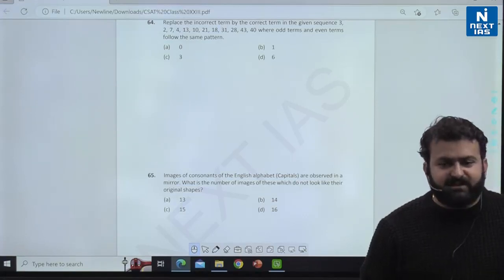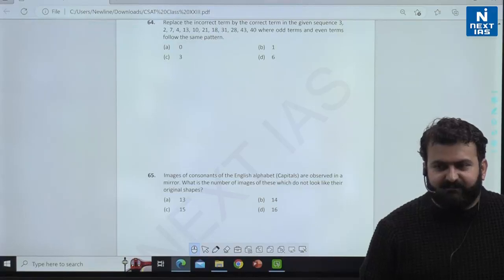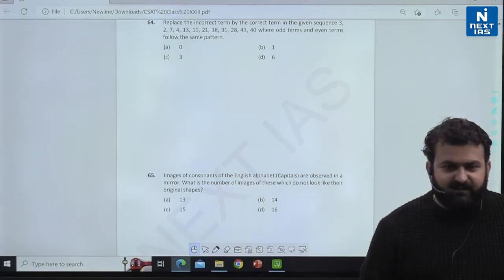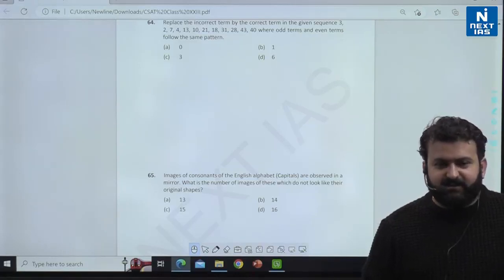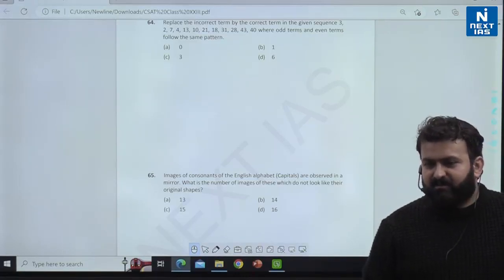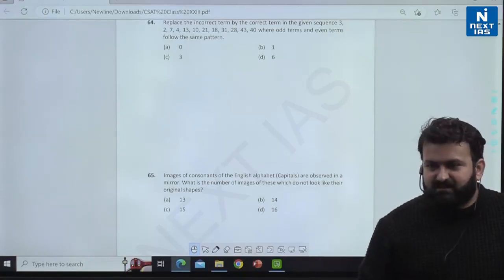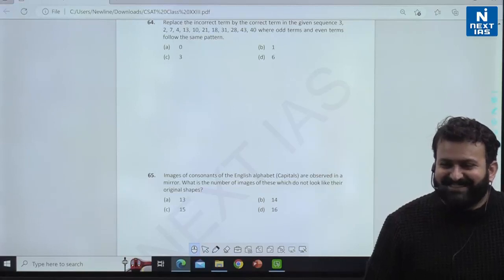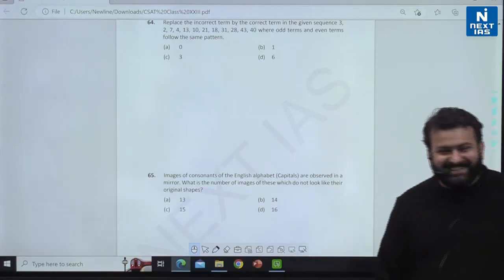You all have attempted question number 65 now. Because the 65th question is one which you can attempt even without attending any CSAT class. You can attempt that question without attending any CSAT class.